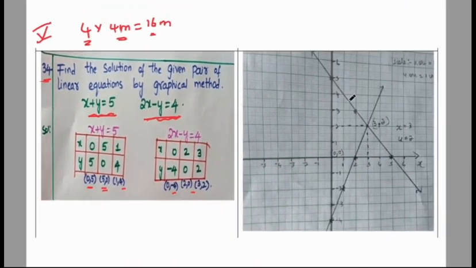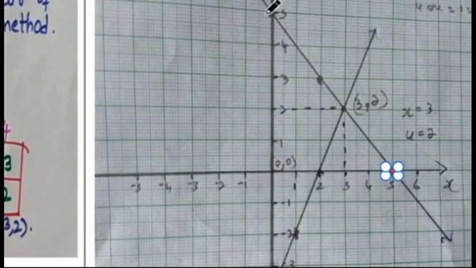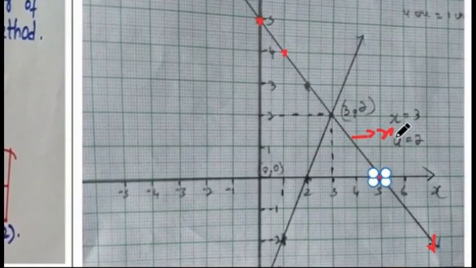The points are (0, 5), (5, 0) and (1, 4). We have to draw a straight line touching these 3 points. So this line's equation is x plus y is equal to 5.